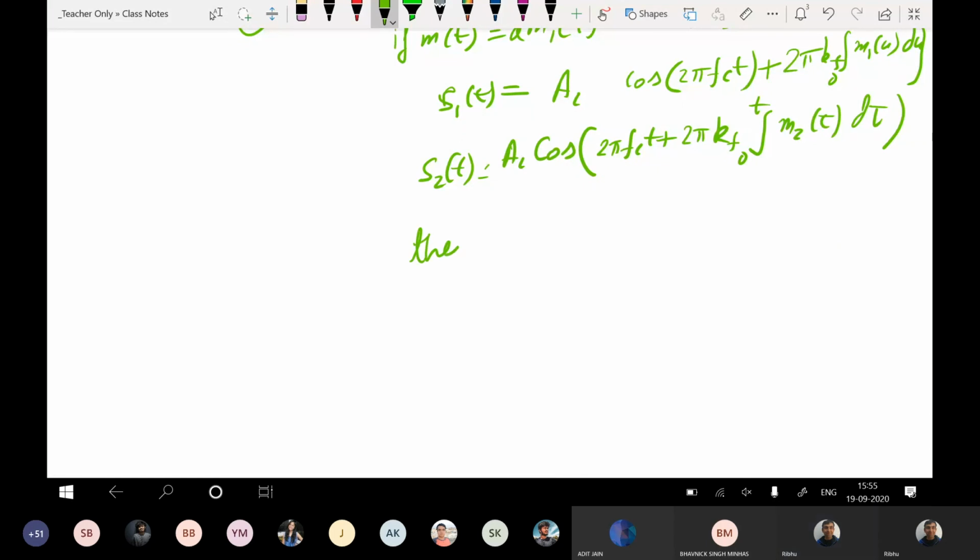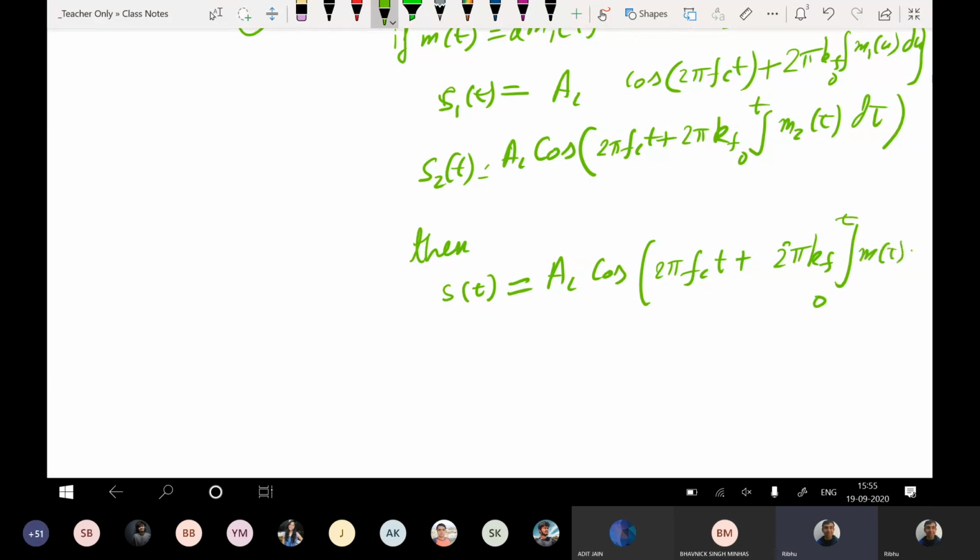Then s(t) equals Ac cos(2π fc t plus 2π kf times the integral from 0 to t of m(τ) dτ), which is not equal to s1(t) plus s2(t). This is fairly obvious, right? So angle modulation is a nonlinear process.